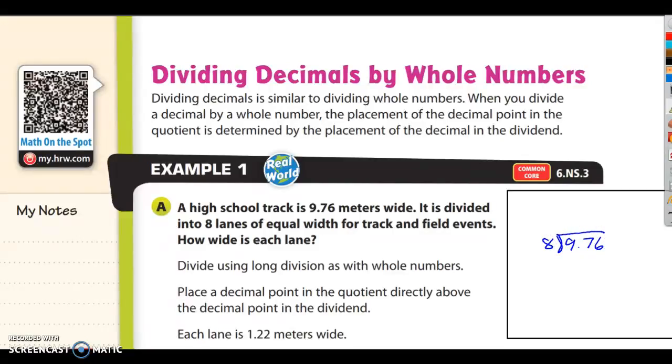And so what we do here is we divide using long division as with whole numbers. Basically, we're going to pretend this is 976 divided by 8. 8 goes into 9 once. 1 times 8 is 8. 9 minus 8 is 1.